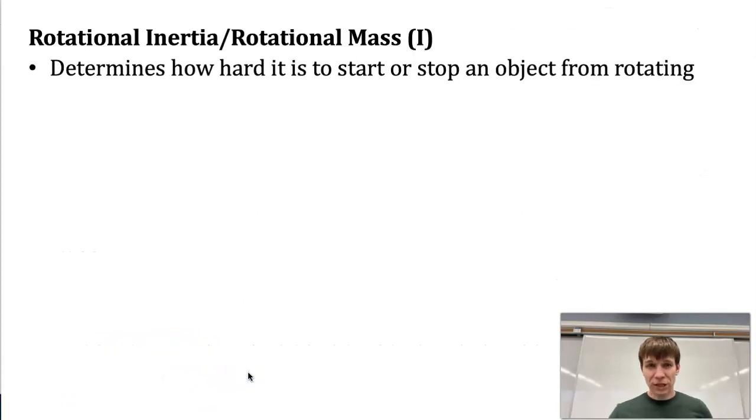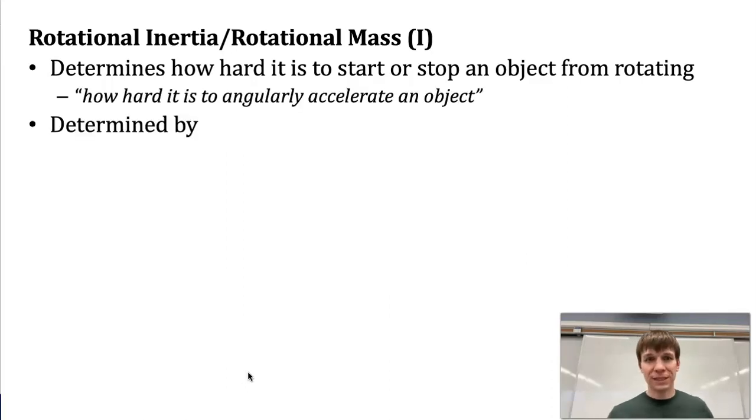Rotational inertia or rotational mass. This determines how hard it is to start or stop an object from rotating. So it's how hard it is to angularly accelerate an object. It's determined by four things. I'm going to go through them real quickly here.